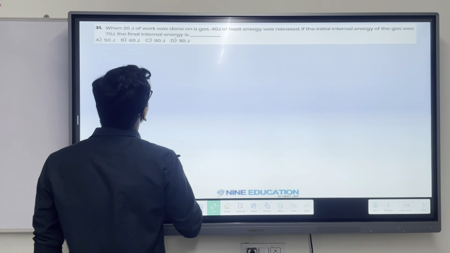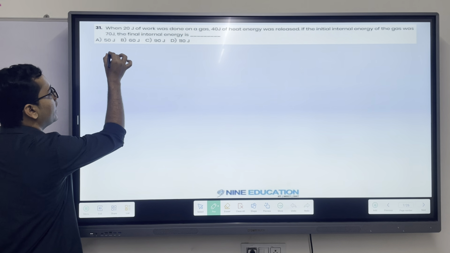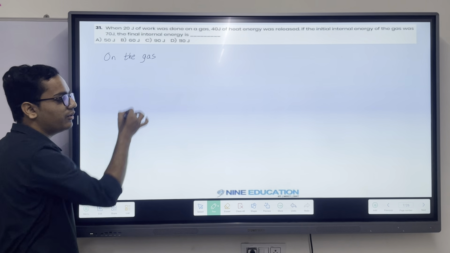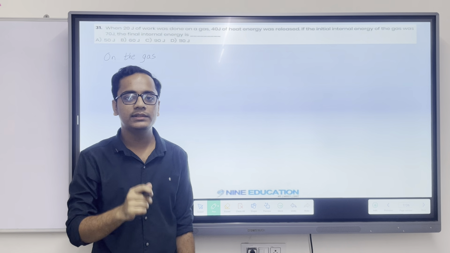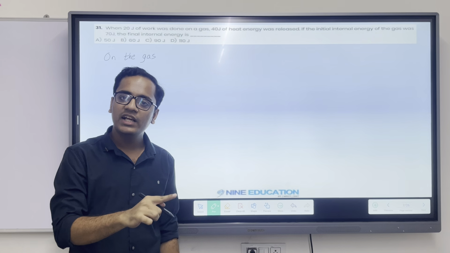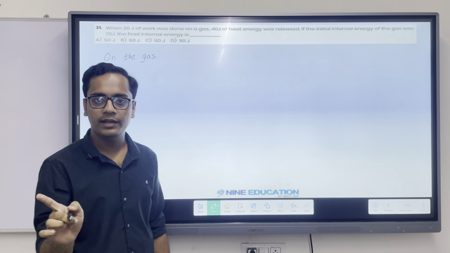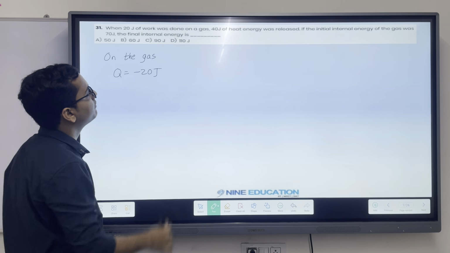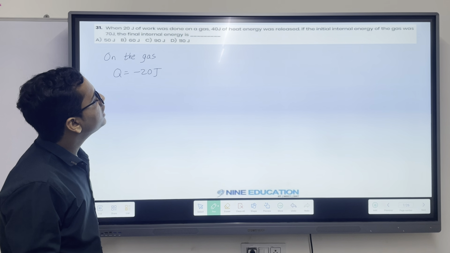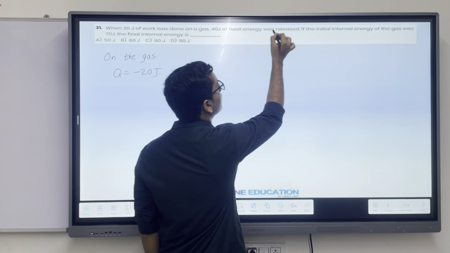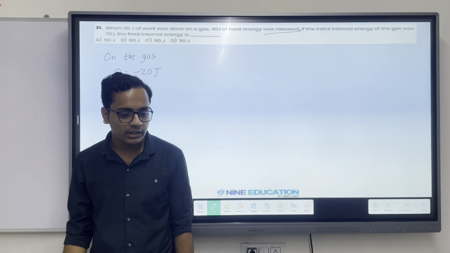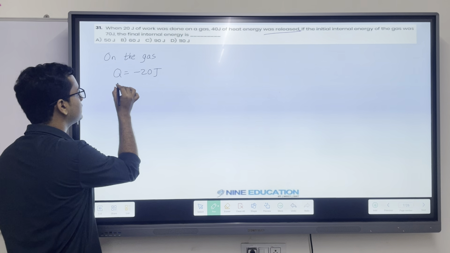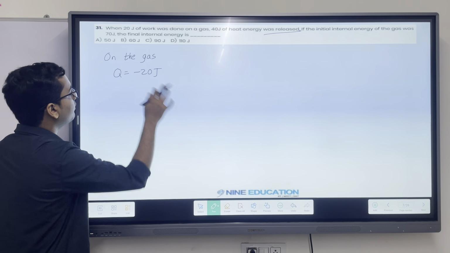Next is, when 20 joule of work is done on the gas. Gas, this is important. Work is done on the gas. So if the work is done on the gas, in physics you have to remember work done by the gas is positive, work done on the gas is negative. Hence, W is equal to minus 20 joules. Okay, and 40 joule of heat was released. Again, sign convention is heat absorbed is positive, heat released is negative.